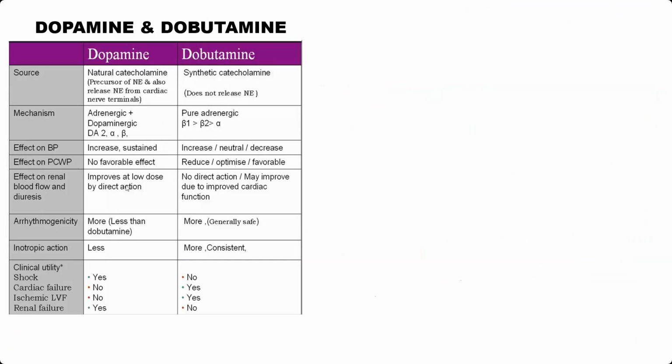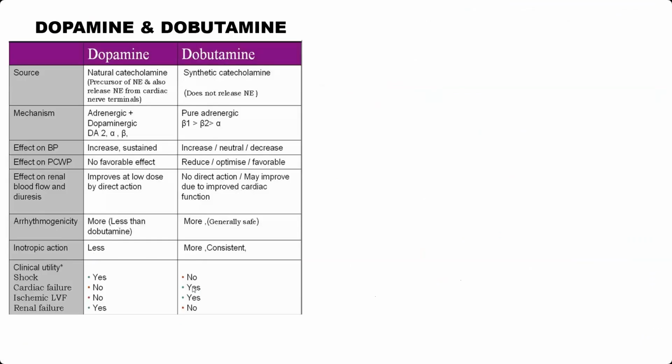Effect on renal blood flow: dopamine improves it at low dose. It was originally thought that low dose dopamine improves renal blood flow, but this is now not accepted. And dobutamine does not have any effect on the renal blood flow. Arrhythmias are more with dopamine, and also occur with dobutamine, but dobutamine is comparatively safer.